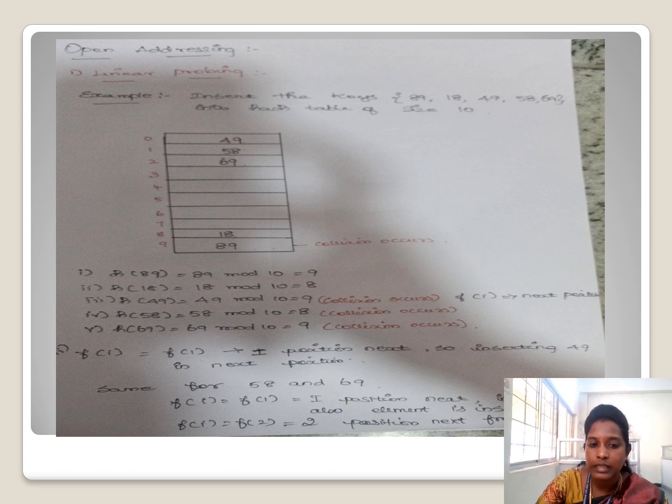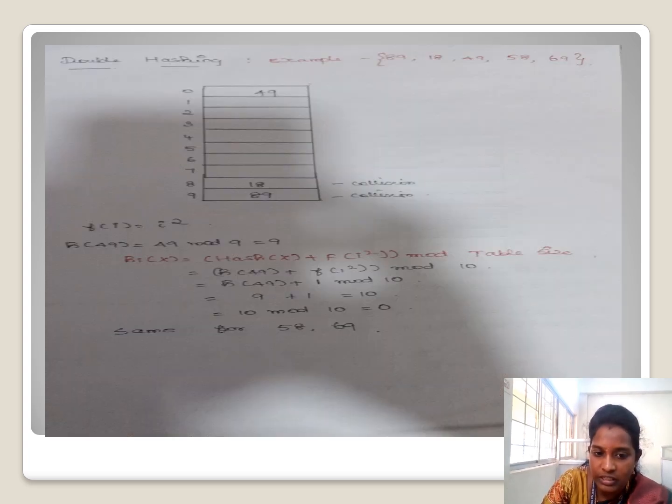This condition is called collision occurrence. In order to resolve this, I am going to use linear probing. See, in the 9th location 89 has been inserted, so I am going for the hash function f(i). f(i) means f(1), one step next. This is the 9th index, 89 already inserted. After 89, one step next, so 49. Like that only we are going to insert in linear probing.